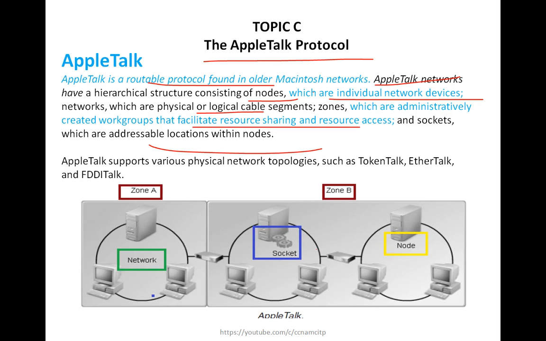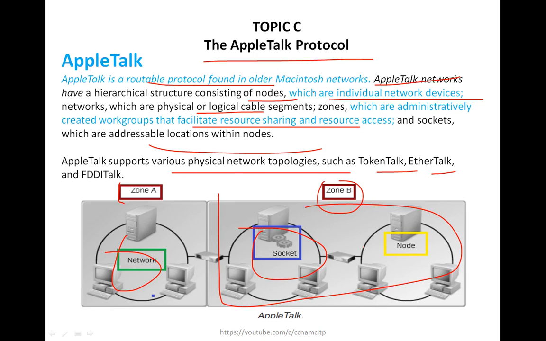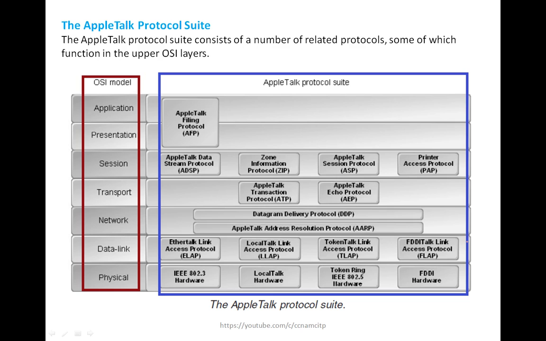So again, if you see, this is what I'm talking about. AppleTalk supports various physical network topologies such as TokenTalk, EtherTalk, and FDDITalk. So this is zone 1, and here you have one network. This is a socket, and in zone 2 you can see a node.